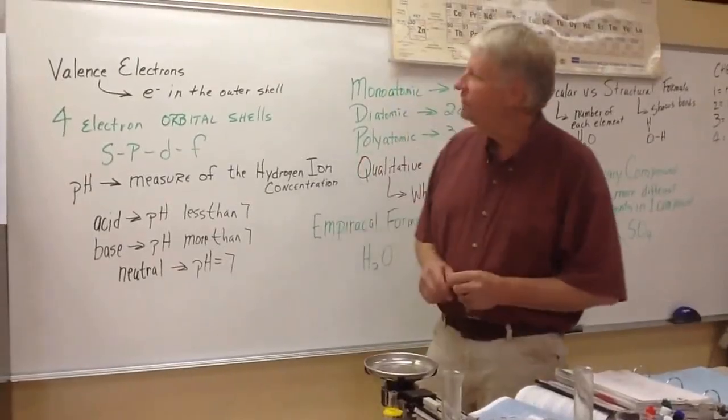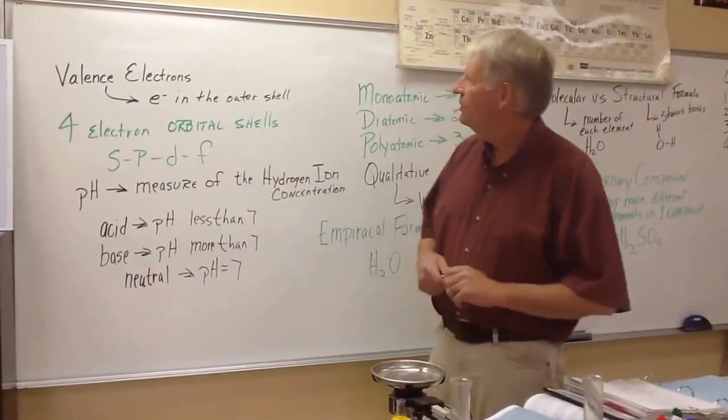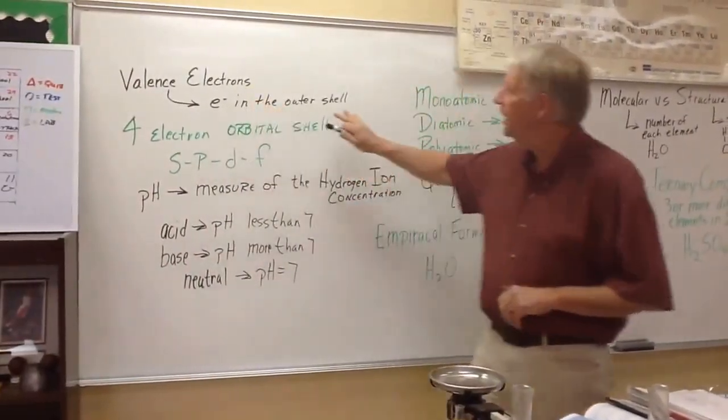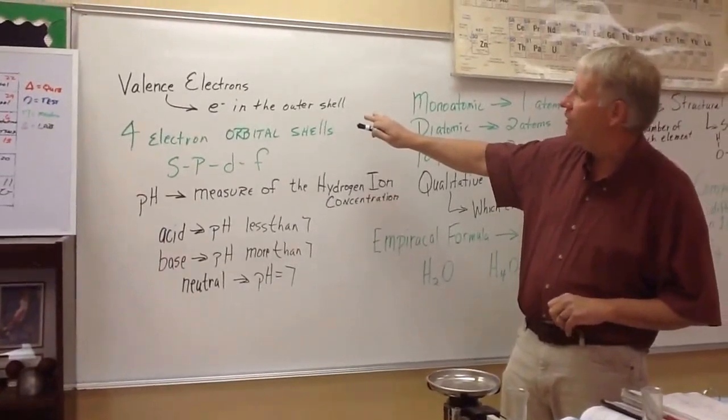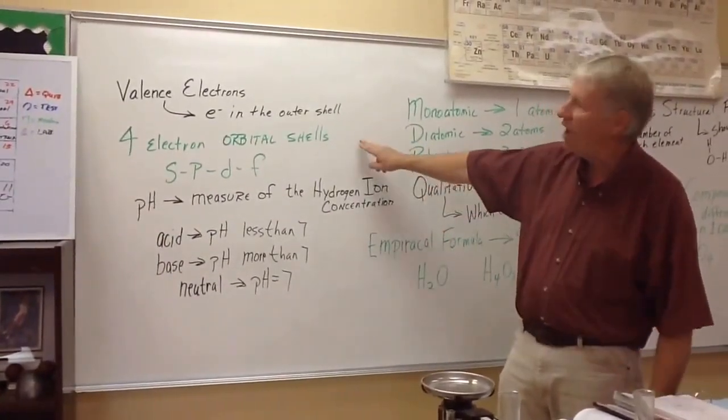Welcome back. Today we've got some really important chemistry concepts we're going to talk about. The first one is valence electrons. Now, valence electrons are the electrons found in the outer shell. Okay, so that's really important, and I want to skip ahead when we talk about outer shells.